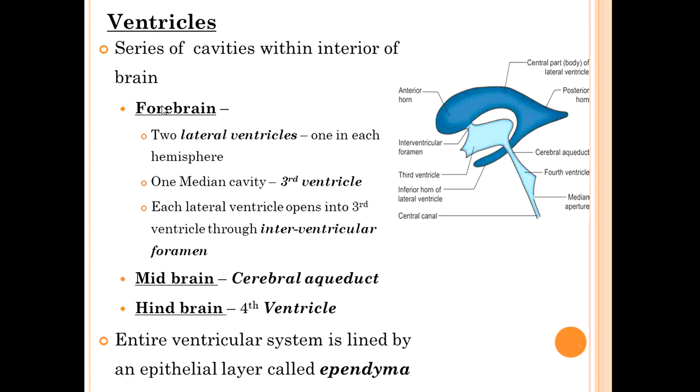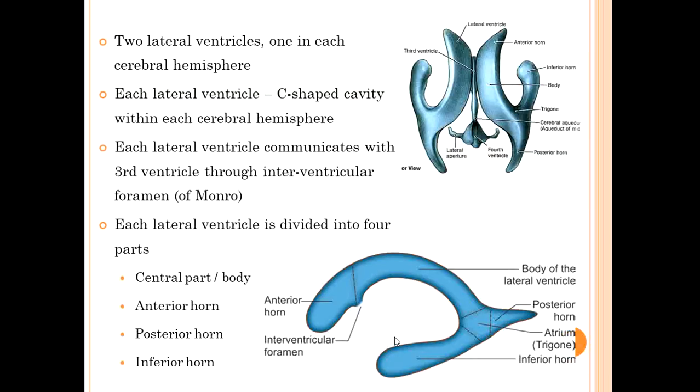Each part of the developing brain has a different cavity. So if somebody asks you what is the cavity of the hindbrain, it is the fourth ventricle. What is the cavity of the midbrain? It is the cerebral aqueduct. What are the cavities of the forebrain? Two lateral ventricles and one third ventricle. The entire ventricular system is lined by an epithelial layer called ependyma. Now, first, the lateral ventricle.